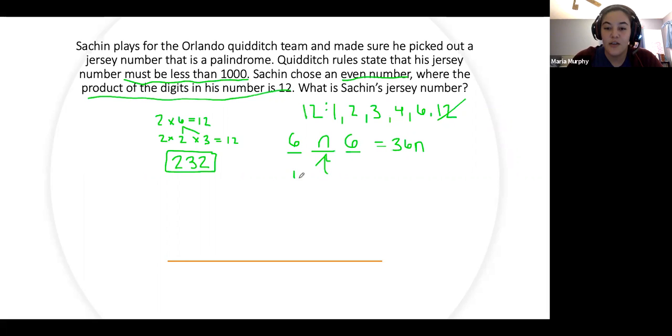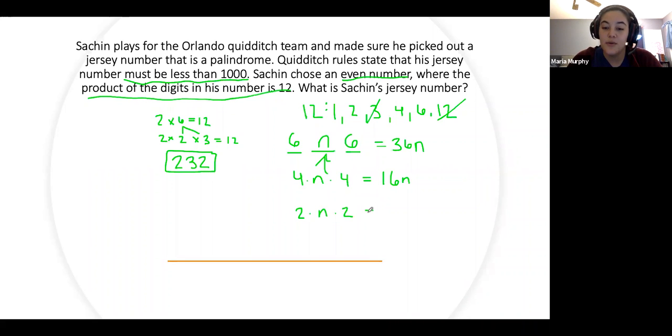Another one I can go ahead and try is 4 times n times 4. And keep in mind, I'm choosing 6 and 4, not 3, because 3 is not even. And I would also be choosing 2 to test which ones I can get. So 4 times 4 is 16, so 16n. Right here, it's not going to be a product of 12. It's going to be larger, right? So that's not going to work.